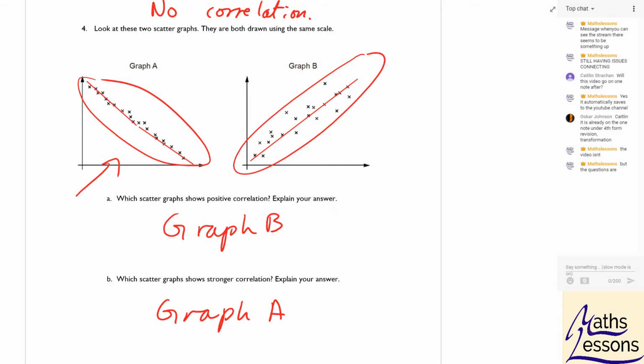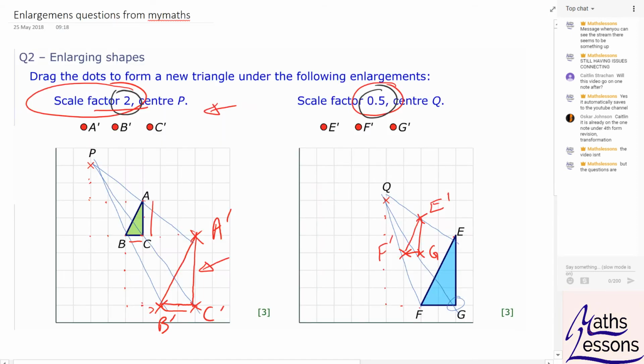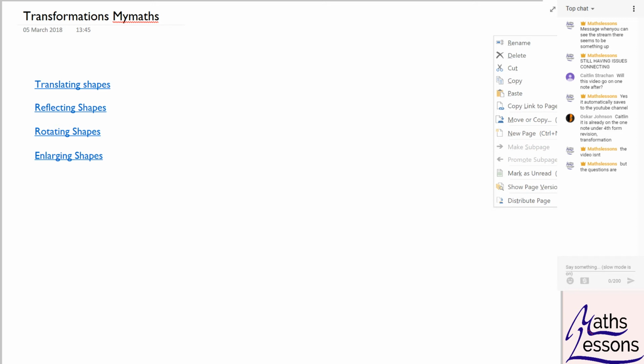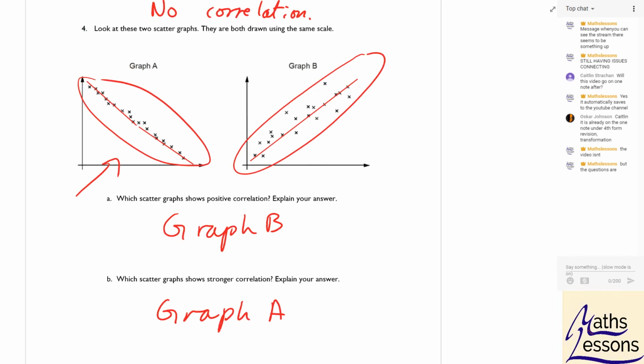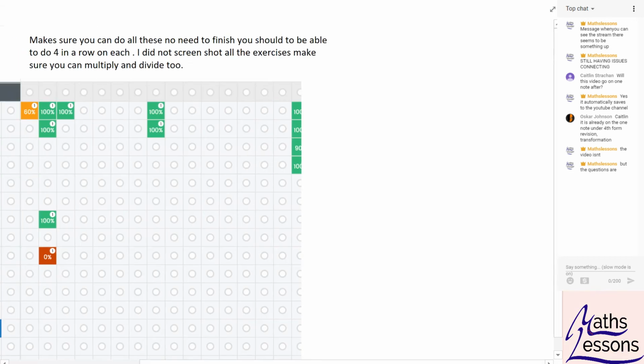Right, so we've now gone through this morning enlargements with transformations. I'm not going to go through the easier transformations of translating, reflecting, and rotating shapes. If you want to revise those, I suggest you go to My Maths and do that there. We've now done the stats we need to do for the next week, and I've not covered this number work.